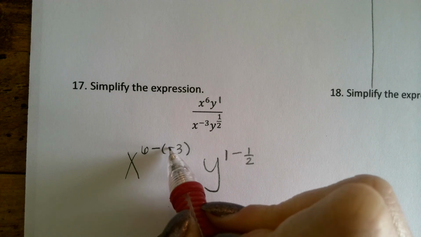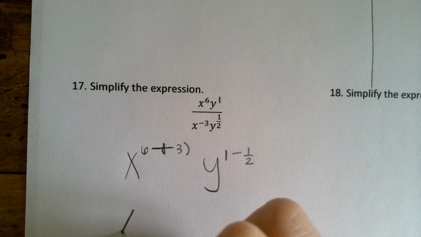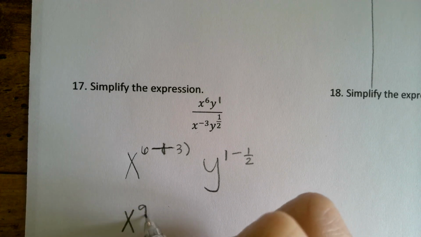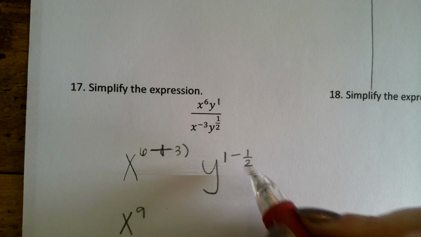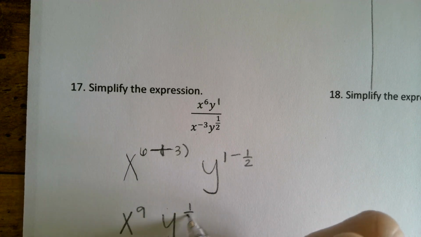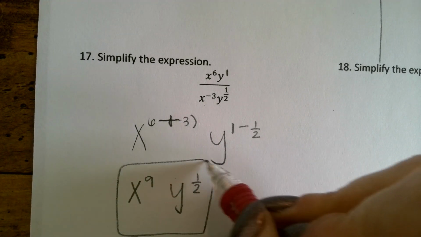With the x here, these double negatives become a positive. So 6 plus 3 gives me 9. 1 minus 1/2 should leave me with 1/2. So this right here would be my final answer.